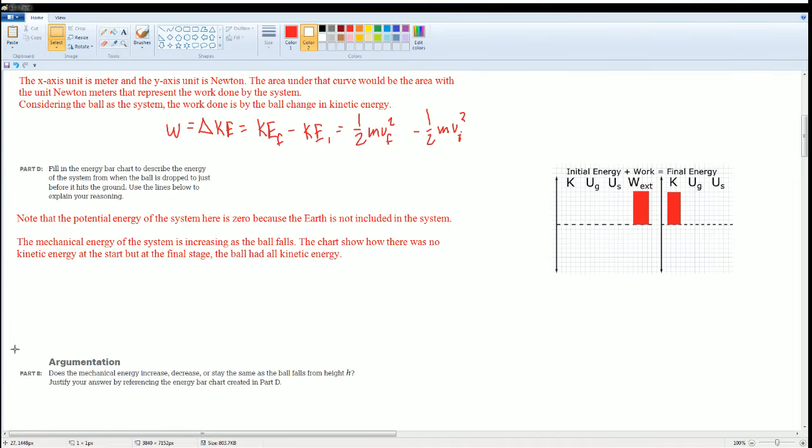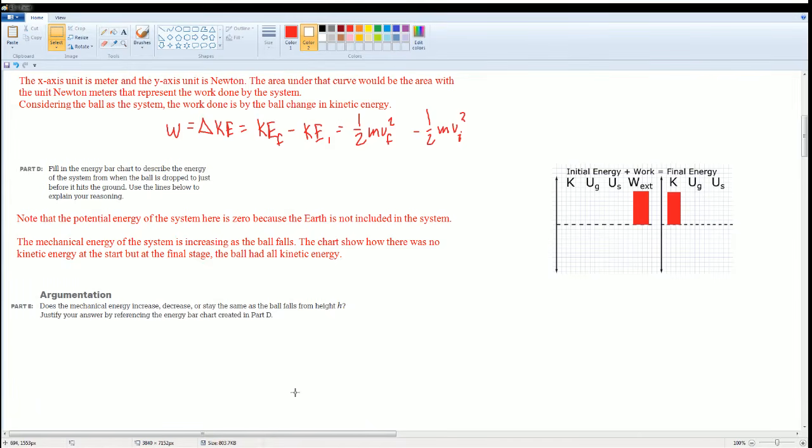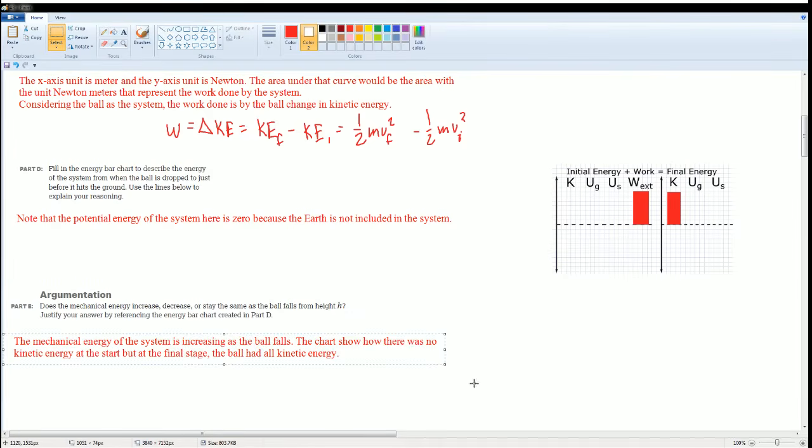Now, part E. Does mechanical energy increase, decrease, or stay the same as the ball falls a height of h? Justify your answer in part D. I'm just going to bring my answer from above down here because it explains the same thing. The mechanical energy of the system in total is not changing. The bar here is the same as the bar here. They're the same length, right? It just got transferred from the work being done on the system, equaling the kinetic energy of the system.